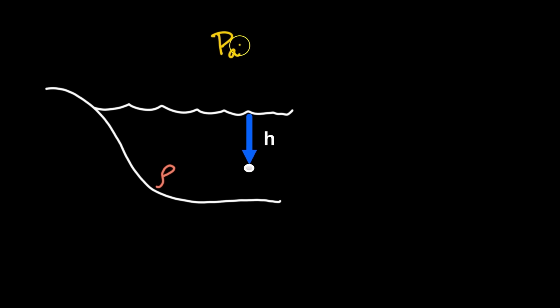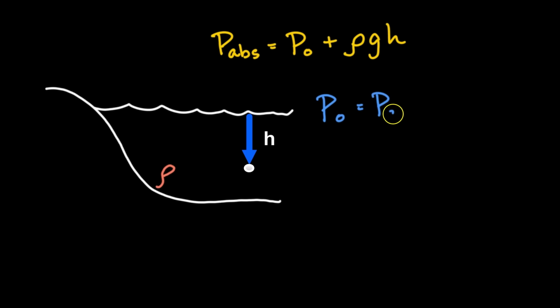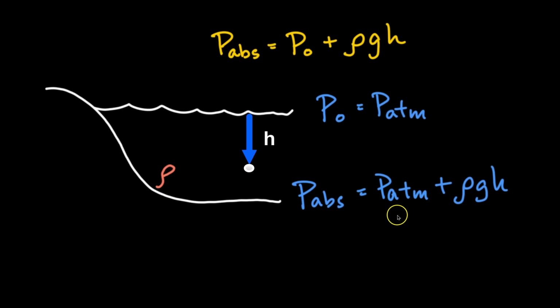To find the absolute pressure at that point, we're going to use the hydrostatic pressure equation, which states that the absolute pressure is equal to the reference pressure plus rho gh. Our reference pressure, P naught, is at the surface of the water, and since it's open to the atmosphere, P naught is equal to atmospheric pressure. So applying our hydrostatic pressure equation, the absolute pressure is equal to the atmospheric pressure plus rho gh.